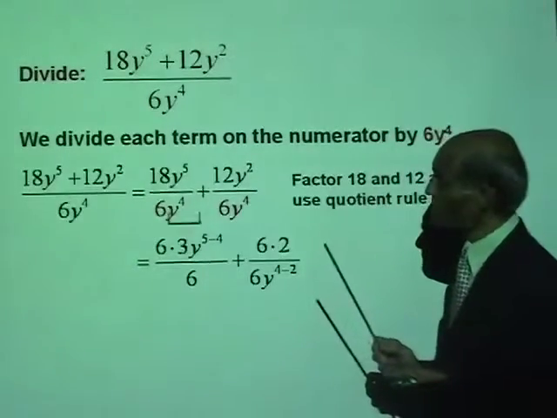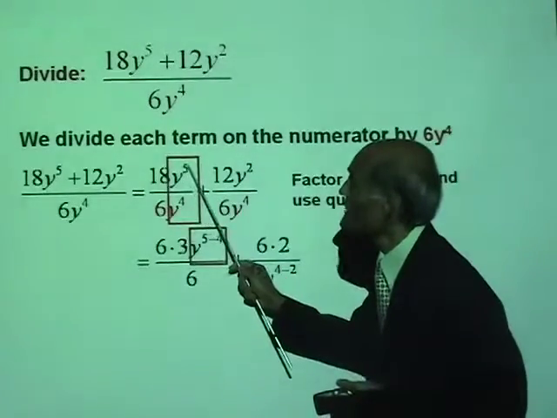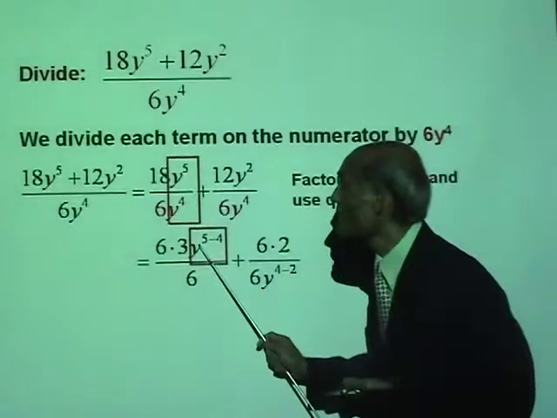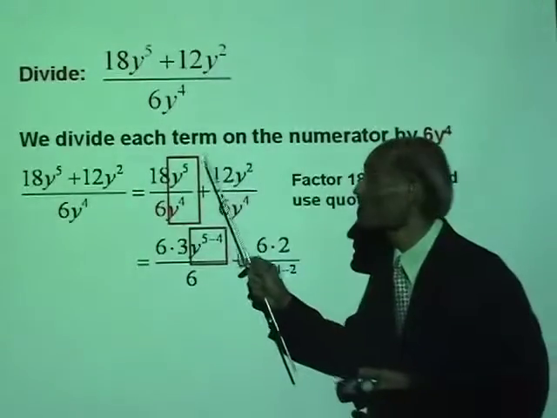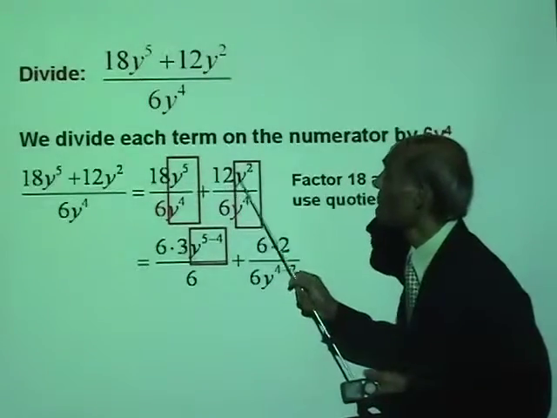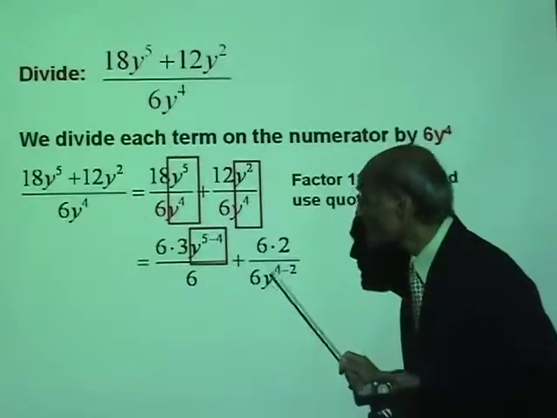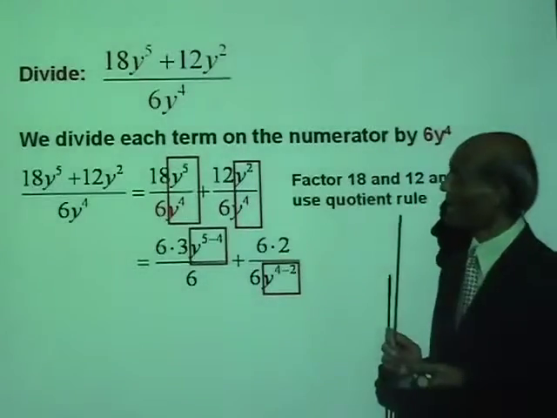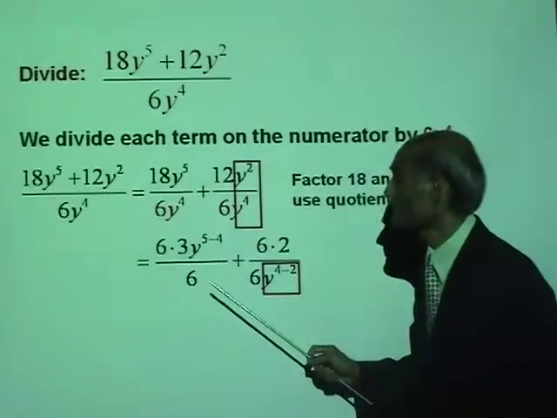Now, once you did this, you can now, alright, y to the power of 5 divided by y to the power of 4 is y to the power of 5 minus 4. It stays on the numerator because the numerator power is greater. Similarly, y to the power of 2 divided by y to the power of 4, the answer stays on the denominator as y to the power of 4 minus 2. Let's now simplify this. Alright?